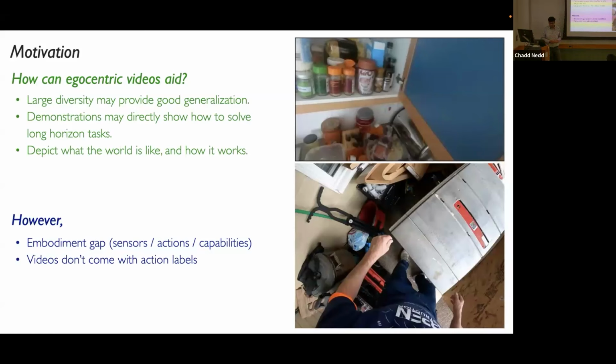Videos don't come with action labels. No one is labeling how I am moving my end effector in these videos. I'm just going about doing things, right? So they don't come with action labels, which one needs if someone is doing imitation learning.